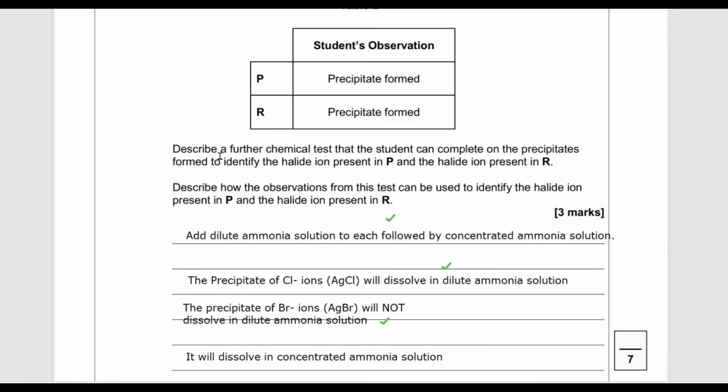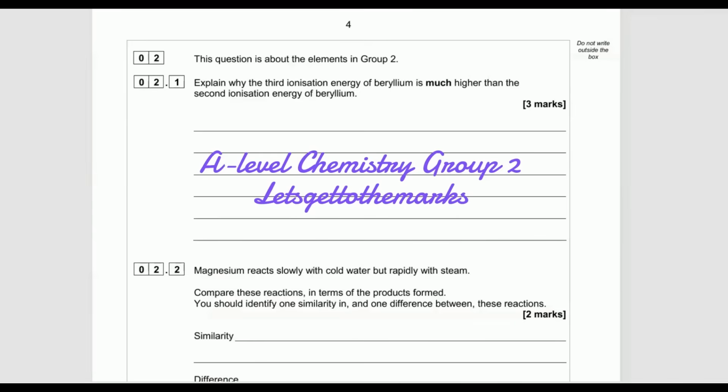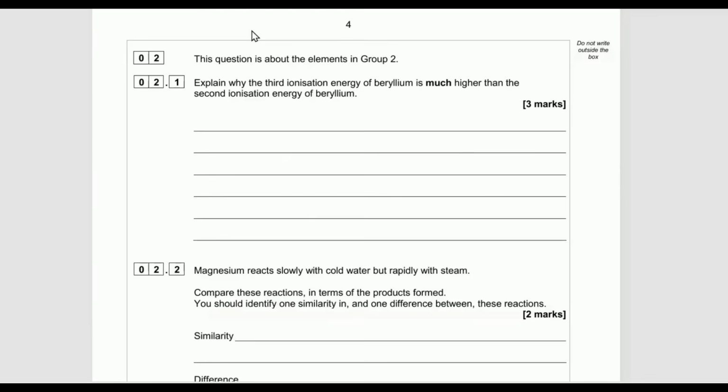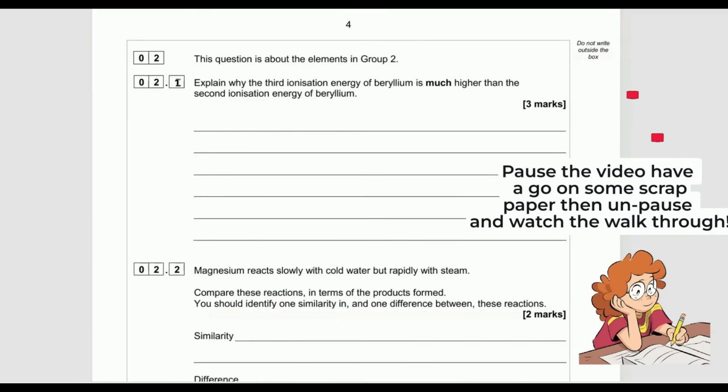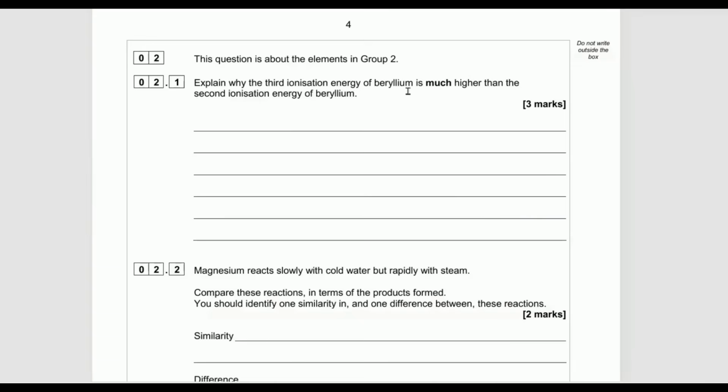All right, let's move on to question 2. Going through this A-level chemistry question, this one is about the elements in group 2, part of your A-level spec. So let's get into it. 2.1, explain why the third ionization energy of beryllium is much higher than the second ionization energy of beryllium, and it's worth 3 marks.